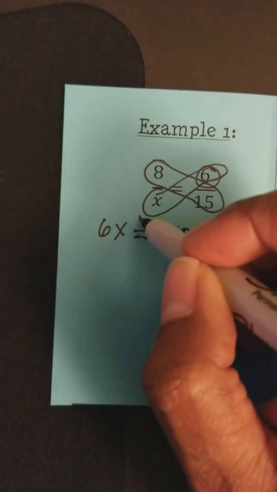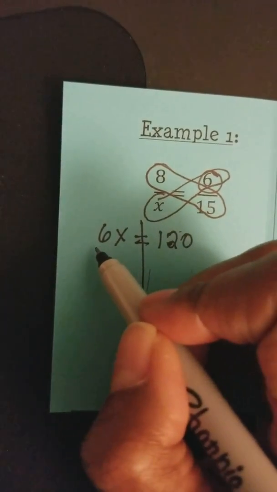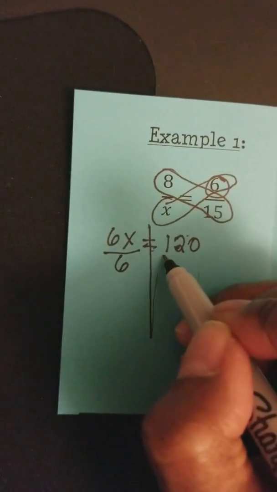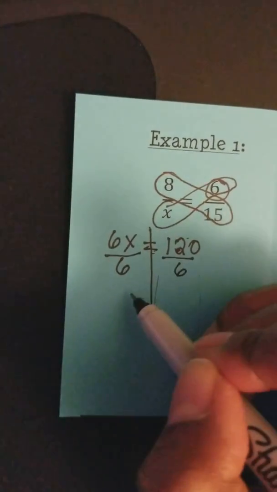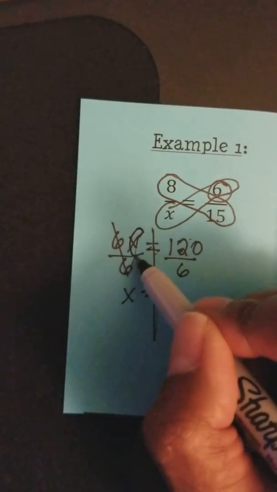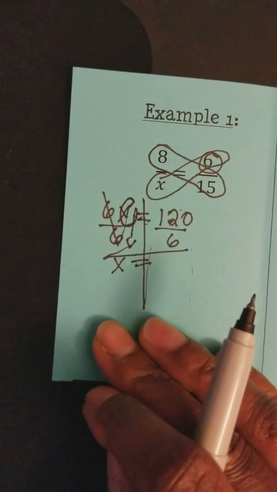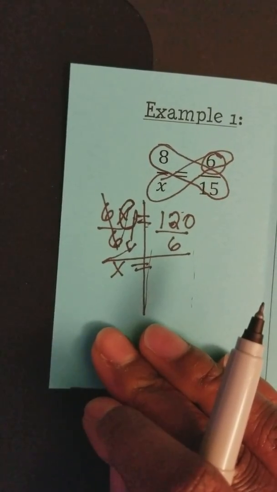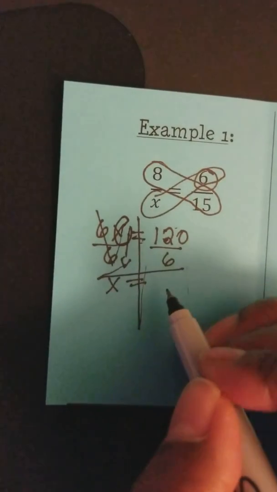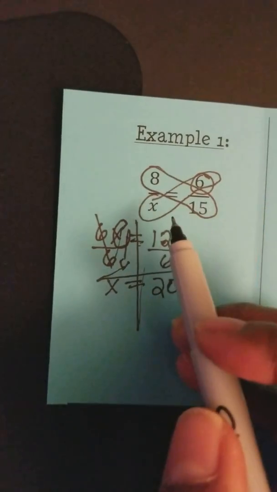So if we part our river, as we call it, and we divide each side by 6, because the opposite of multiplying is dividing. So we'll just divide each side by 6. Those cancel out. X is what's left. We bring it down. So X is equal to 120 divided by 6. And we know that 120 divided by 6 is going to give us 20. Okay, so X is equal to 20.